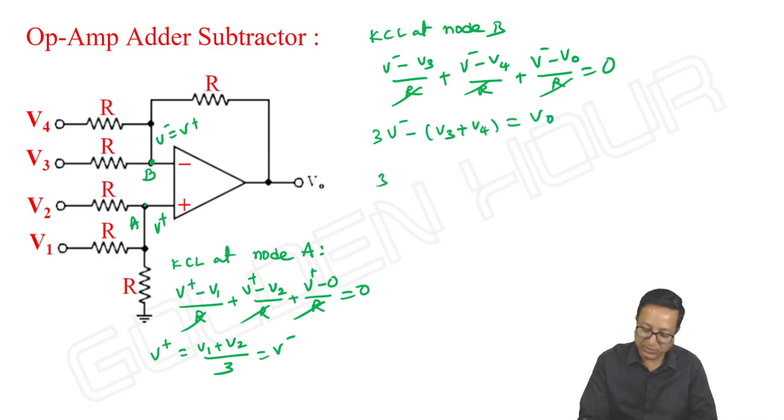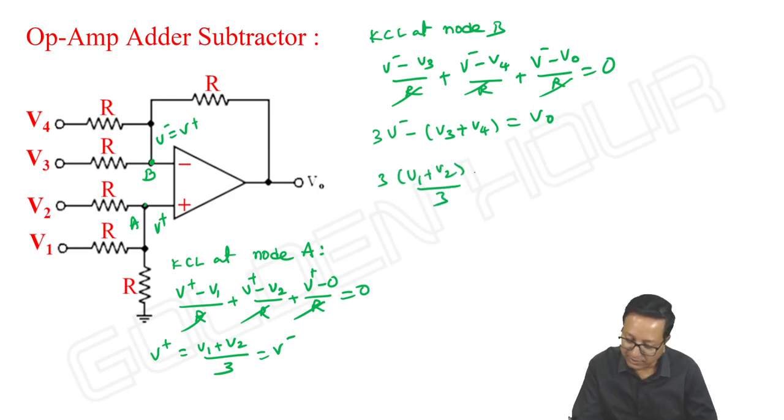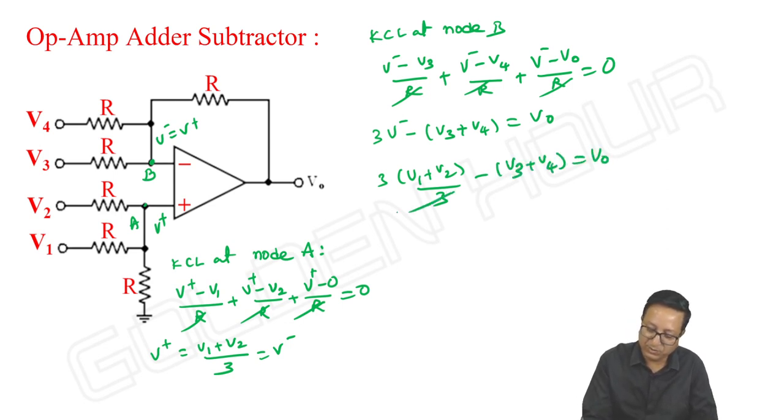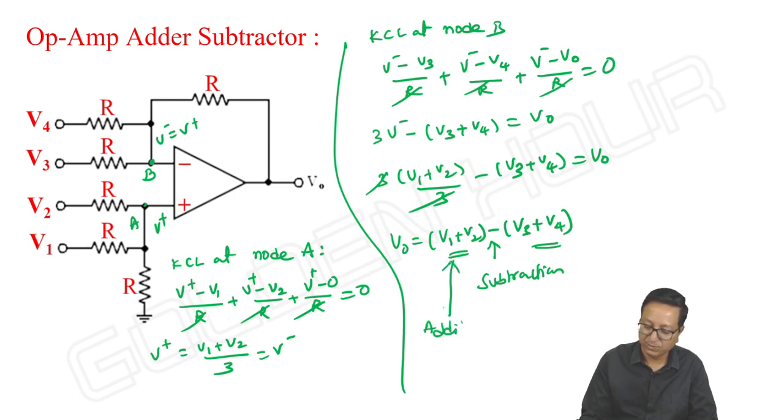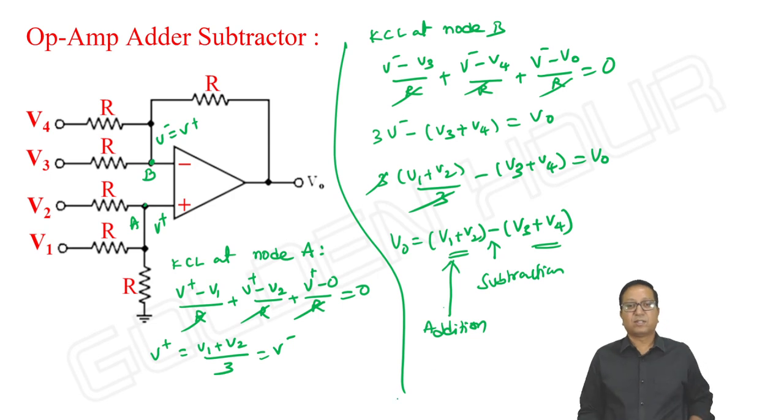What is V minus, friends? It is V1 plus V2 by 3 minus of V3 plus V4 is equal to V output. So 3 and 3 cancel. So I can write V output is equal to V1 plus V2 minus of V3 plus V4. So addition in between subtraction. That's why the name adder subtractor.